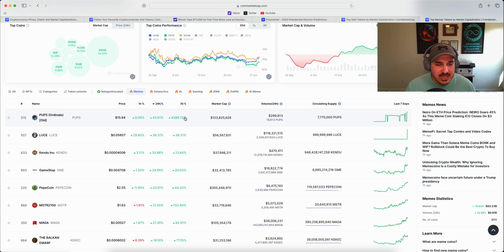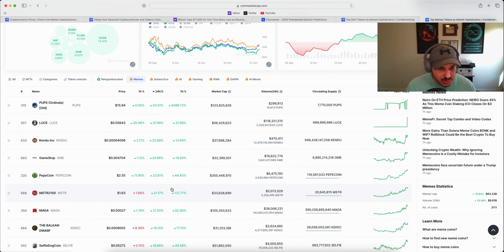Let's see if we have any big gainers the last 24 hours. Again, nothing crazy. We had some bigger gainers yesterday, which we have Pups at 43, we have Loose at 38, and we have Kendu at 33. Also, GameStop, noticeable mention, at 24, Pepe Coin at 23. So we have a lot of 20%+ gainers. MAGA, again, I expect to see them there. They will probably be up towards the top every single day as we approach the election.